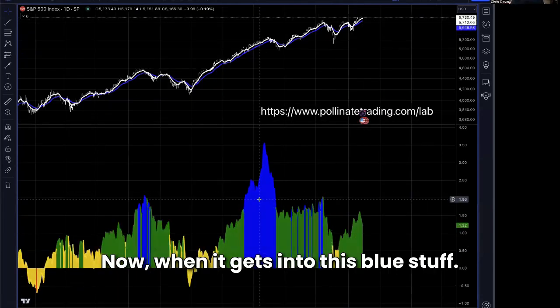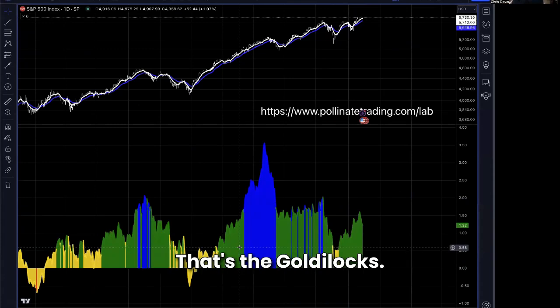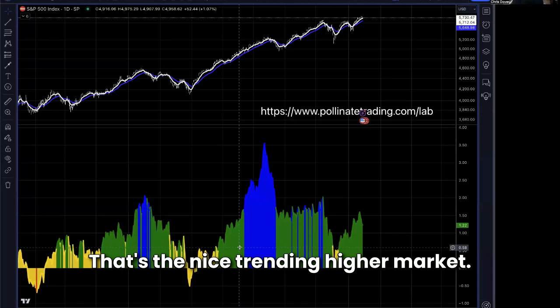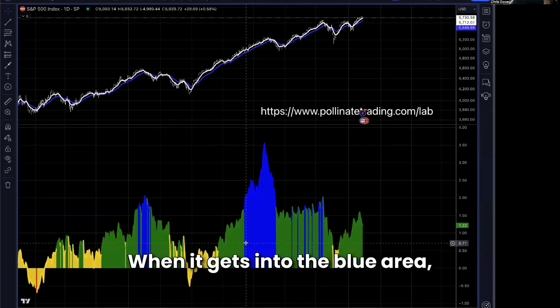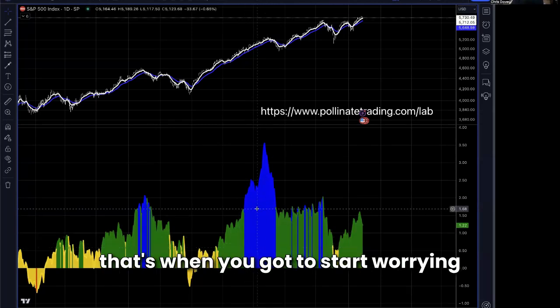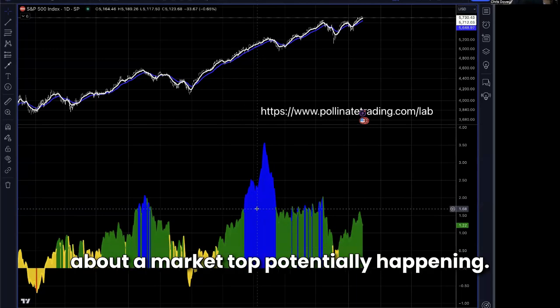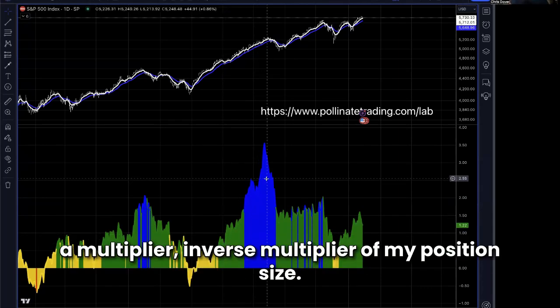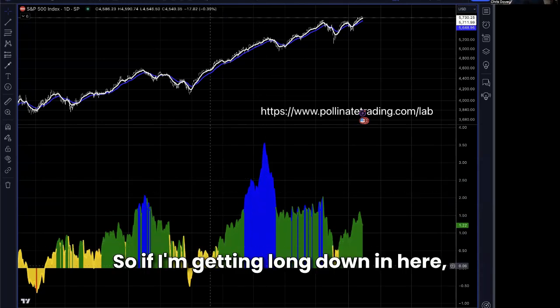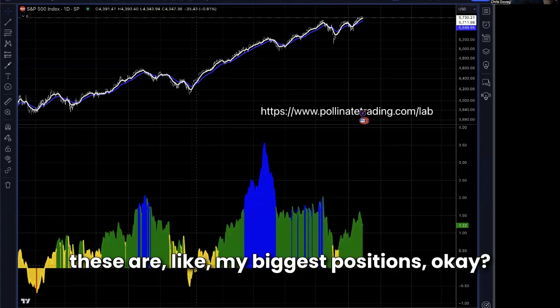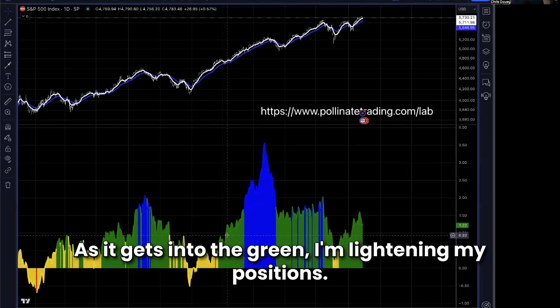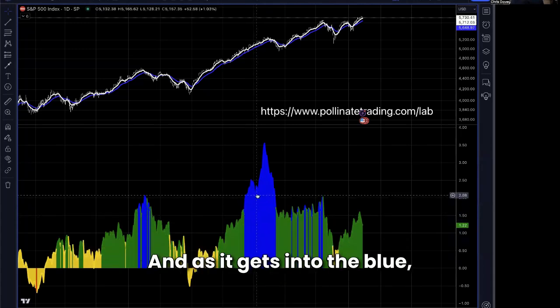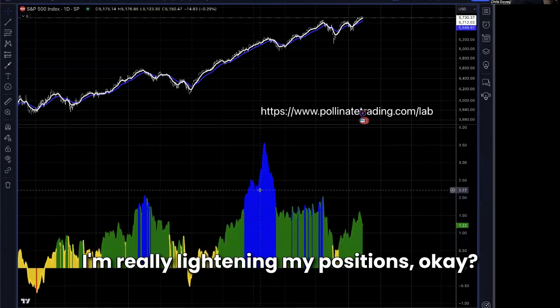Now, when it gets into this blue stuff, so green is called the bull quiet. That's the Goldilocks. That's the nice trending higher market. When it gets into the blue area, that's when you've got to start worrying about a market top potentially happening. So I like to use the SQN as an inverse multiplier of my position size. So if I'm getting long down in here, these are like my biggest positions. Okay. As it gets into the green, I'm lightening my positions. And as it gets into the blue, I'm really lightening my positions.